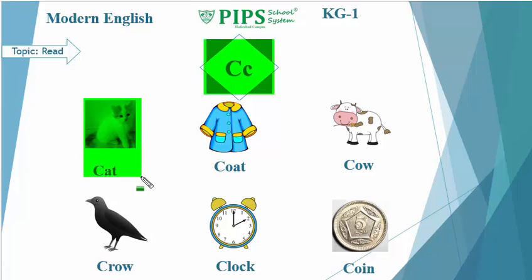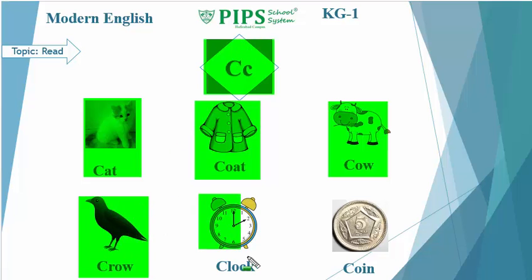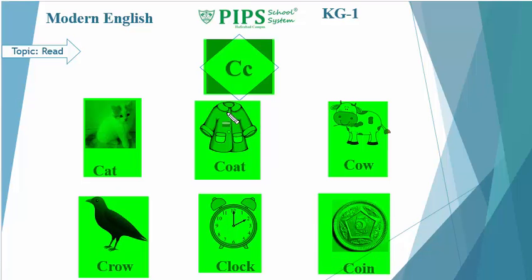K, cat. K, coat. K, cow. K, crow. K, clock. K, coin. Now students, read with me.